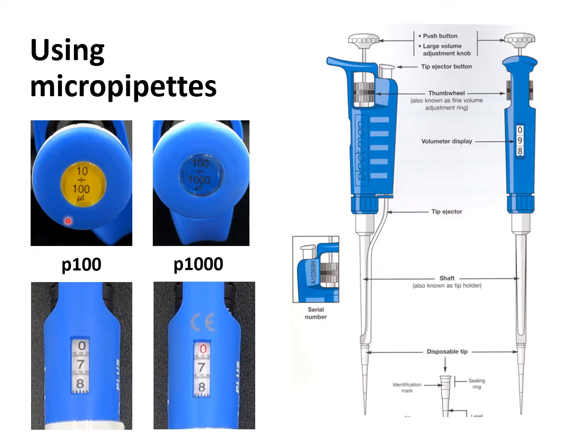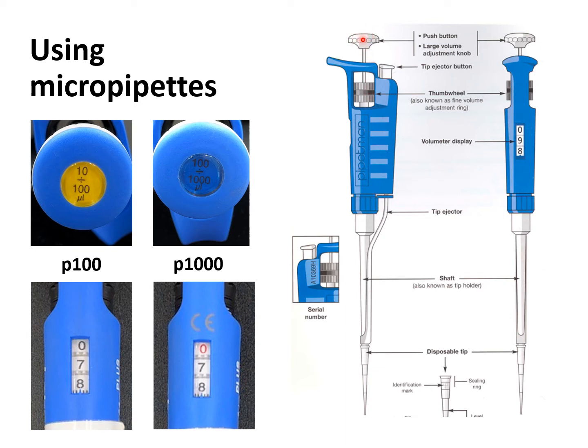Let's take a look at the 2 micropipettes that we are going to discuss, the P100 and the P1000. But before I talk about those numbers that you would usually see on a P100 and a P1000, let's go ahead and talk about the parts of a micropipette first. So a micropipette looks something like this. All micropipettes would look something like that.